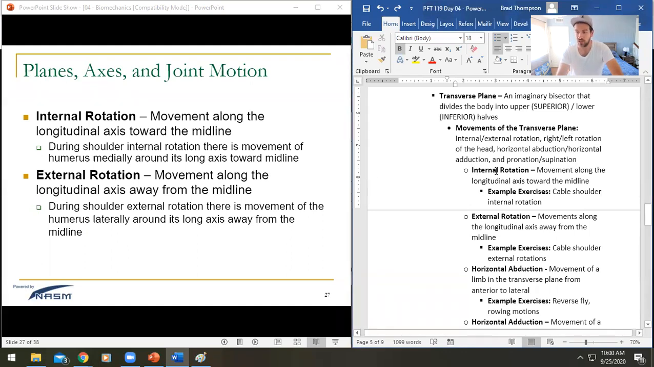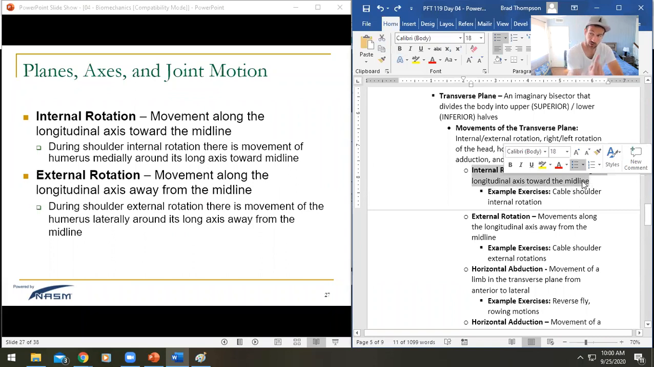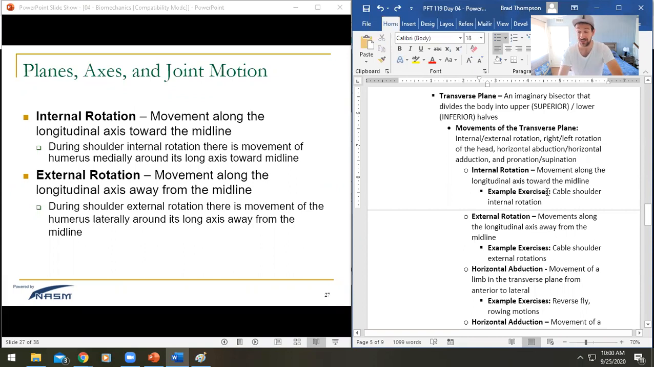So internal rotation is rotary movement toward the midline. A good example, and literally the exercise is called cable internal rotation. So you would grab a cable machine and you would internally rotate like that. External rotation is movement along the longitudinal axis away from the midline. So that would be grabbing a cable machine going from this way and pulling it externally. Those are really good. Now, sometimes newbies often think that this and this is the same as this and this, but they're two totally different movements, right?